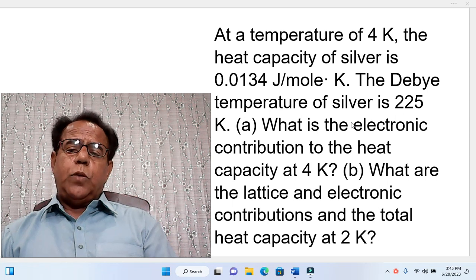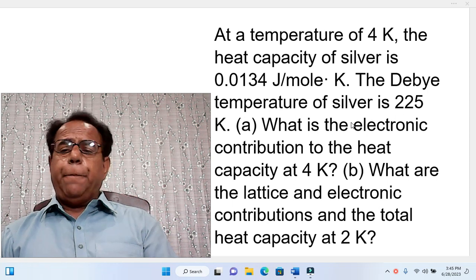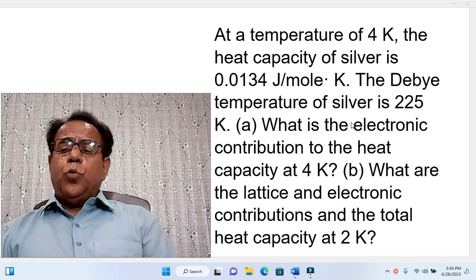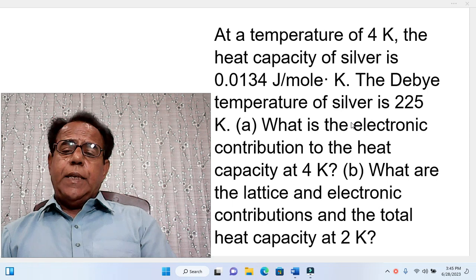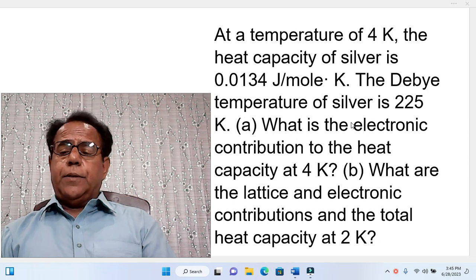Crane. As usual, we first come to its statement. At a temperature of 4 Kelvin, the heat capacity of silver is 0.0134 joule per mole Kelvin. The Debye temperature of silver is 225 Kelvin.